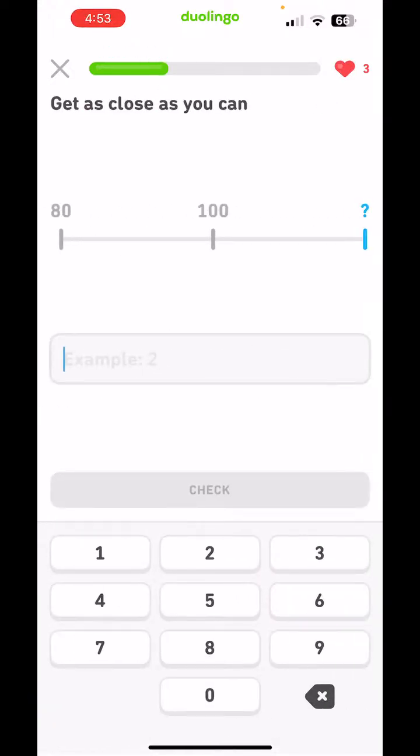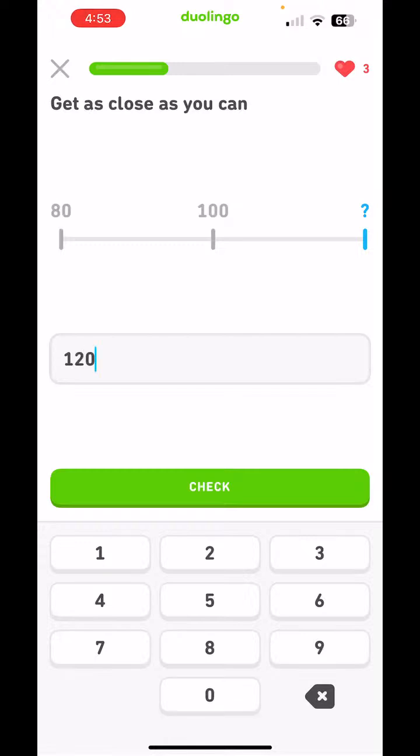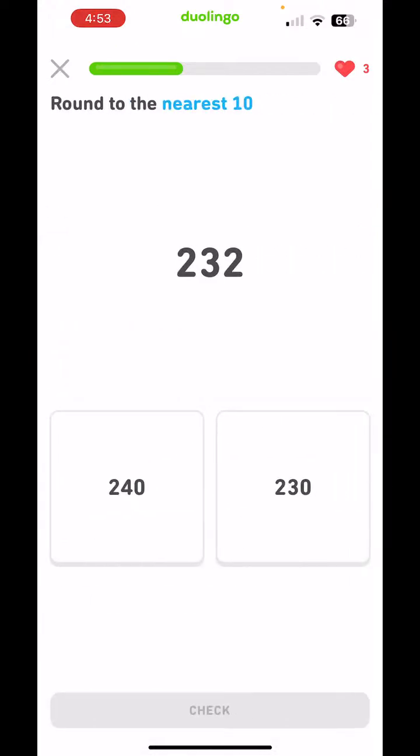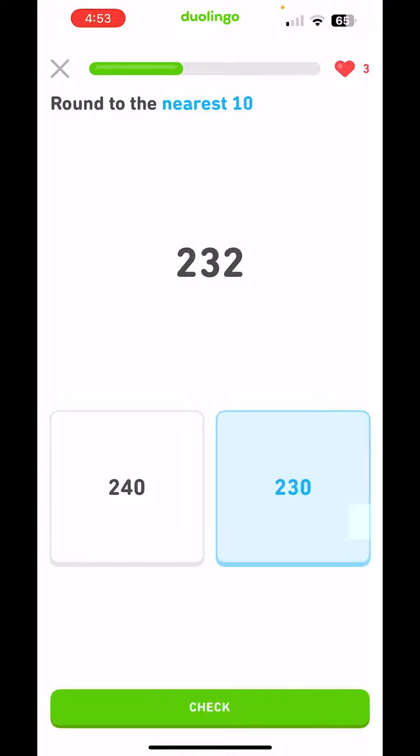Get as close as you can. So we have 80 to 100. So what would the next line be? I'm actually not sure. Well, 100 minus 80 is 20, so maybe the next line would be 120. No, okay, that was correct. Round to the nearest tenth, so we have 220 or 240, which would be 230 or 240. So this here would be 230.